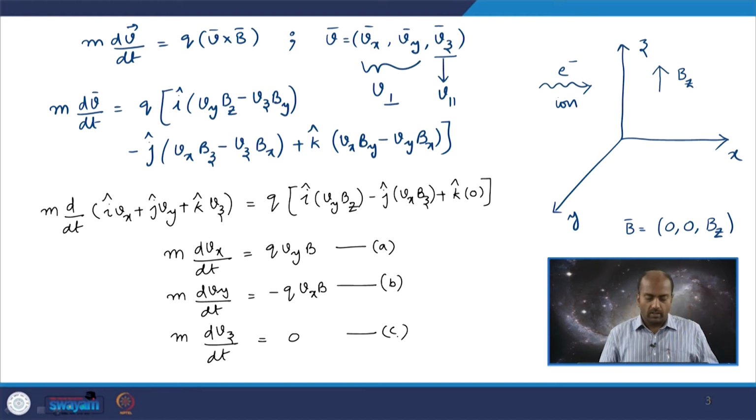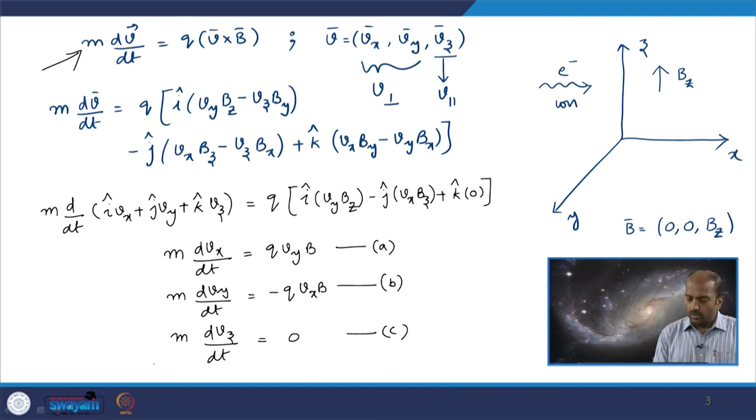So, what we have done is we have simply written the Lorentz force equation into component form. So, we now get the force along the x axis, the force along the y axis, and the force along the z axis.